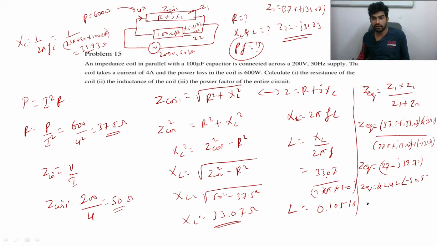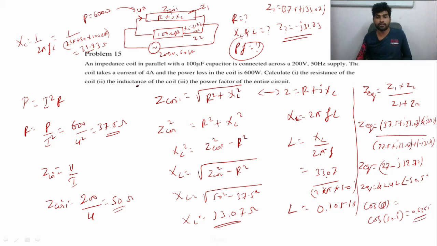So finally cos of 50.5 degree will give the power factor. Cos of 50.5 degree will get 0.6365. Okay, directly we can solve the problem.